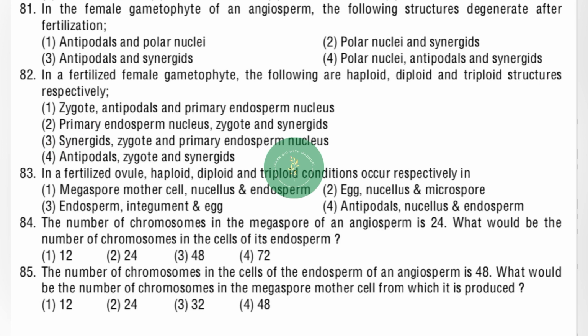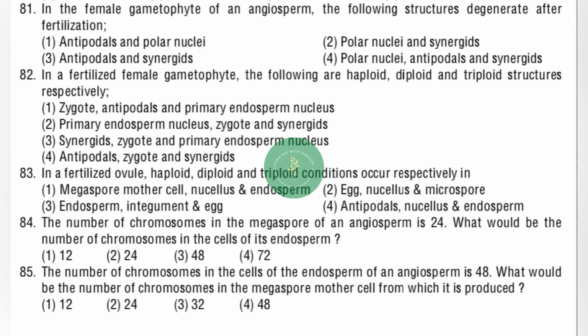Question number 83. In a fertilized ovule, haploid, diploid and triploid conditions occur respectively in, and it is option number 4, antipodals, nucellus and endosperm. Question number 84. The number of chromosomes in the megaspore of an angiosperm is 24. What would be the number of chromosomes in the cells of its endosperm? So the option is 4, 72.